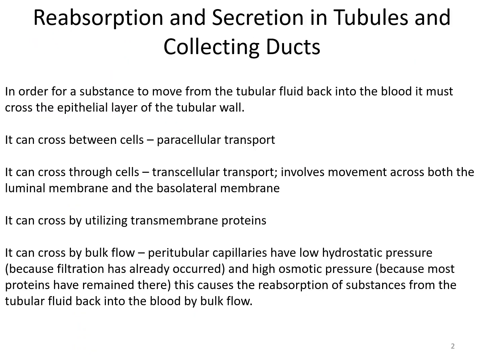Okay, so that's basically what I just said. In order for a substance to move from the tubular fluid back into the blood, or it could go the other way around as well, it could go between the cells, which is paracellular transport. It can go through the cells, which is transcellular transport, in which case it's got to go through the two membranes, the luminal and the basolateral membrane. It can cross by using transmembrane proteins. Transmembrane proteins, I think of like little gates. The gate has to be there and it has to open in order for the molecule to cross over. It can't just diffuse across the membrane.